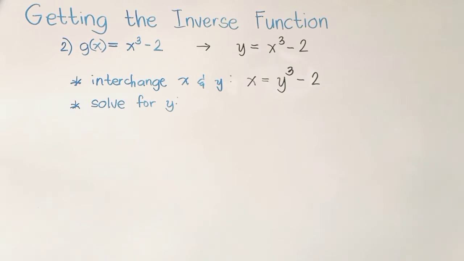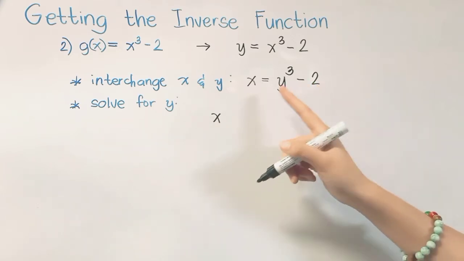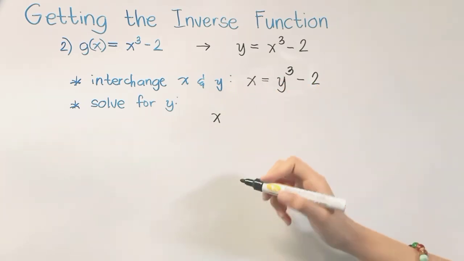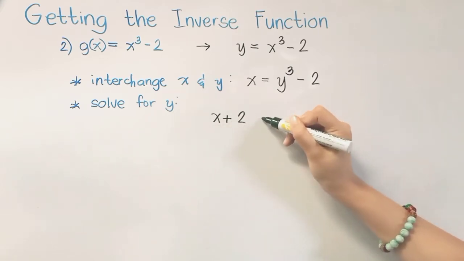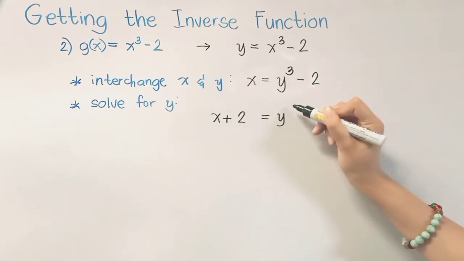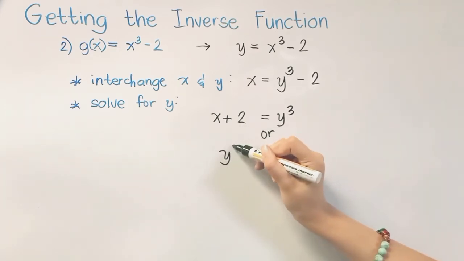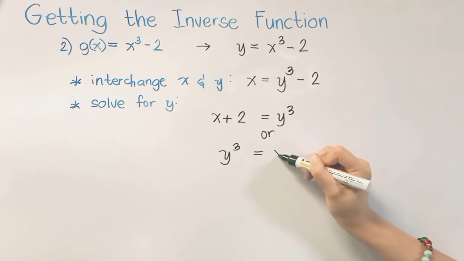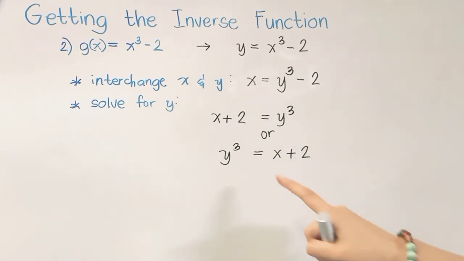Next is to solve for y. As you can see, our y cubed here is on our right side. Therefore, we would be isolating it on that side. So our negative 2 here will be transposed to the left side. From negative 2, it will become positive 2. And then y cubed. Now again, I am more comfortable with having our unknown variable on the left side, so it's up to you if you want to change the positions or not.